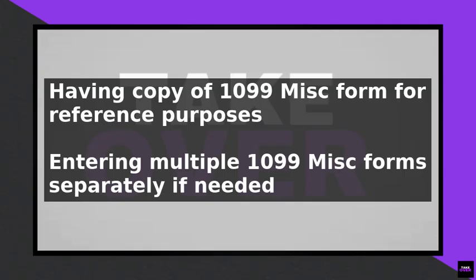By following these steps, you can easily add a 1099 Misc to your tax return using TurboTax. The software will then use this information to calculate your tax liability and ensure you are taking advantage of all the deductions and credits you are eligible for.